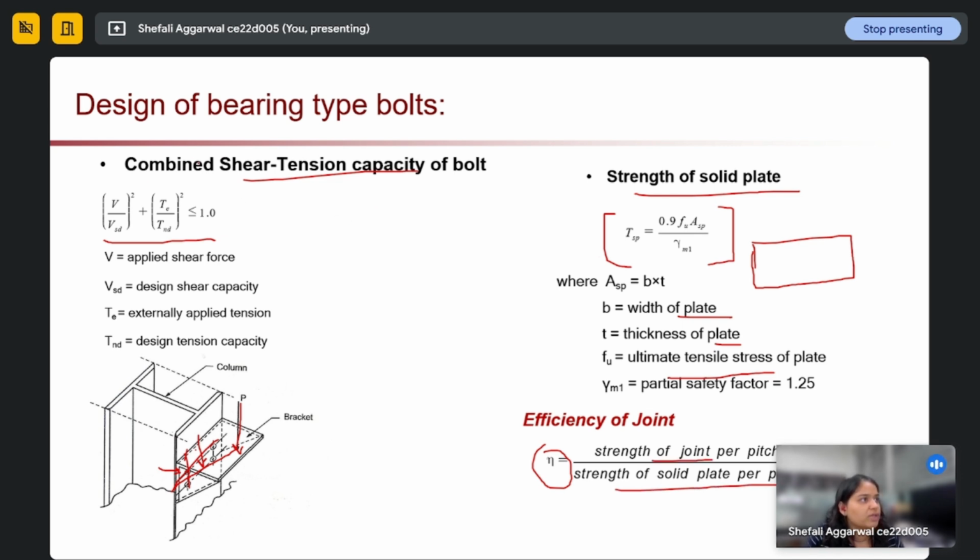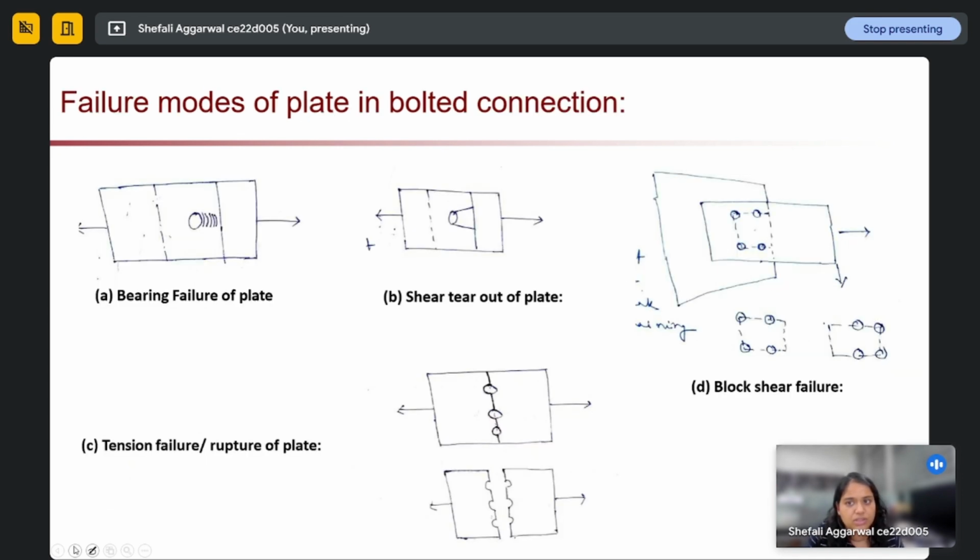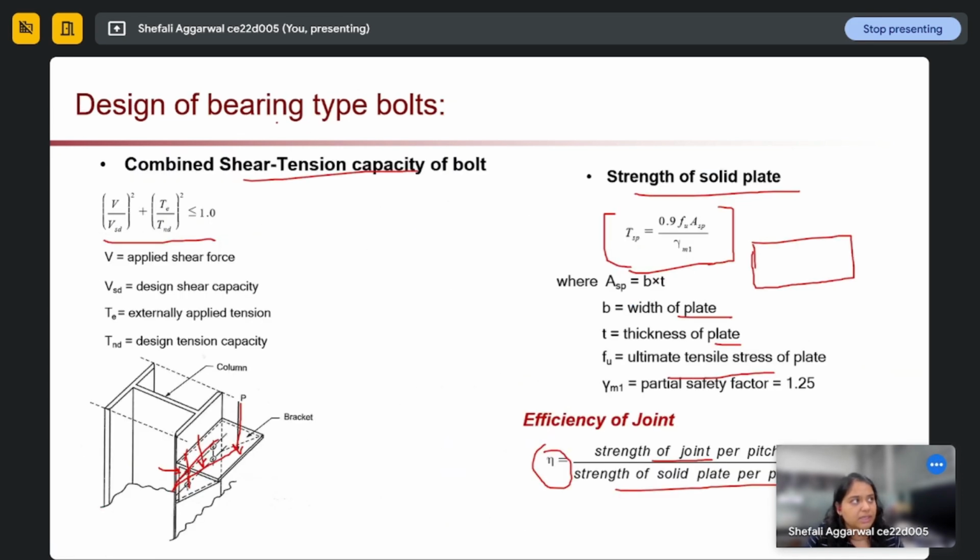Strength of joint we can calculate from these different terms which we have already used, like shear, bearing, and tension. And the strength of solid plate will be given by this term. So when we have to calculate efficiency of our joint, we can use these two terms. So this is what is there in the design of bearing type of bolts.